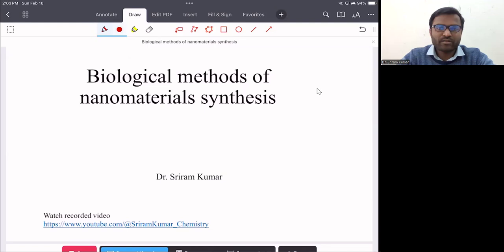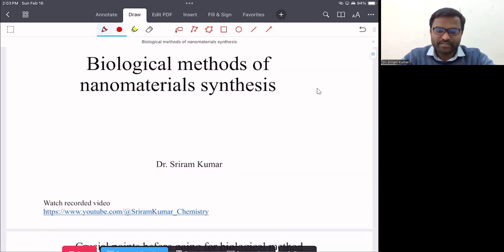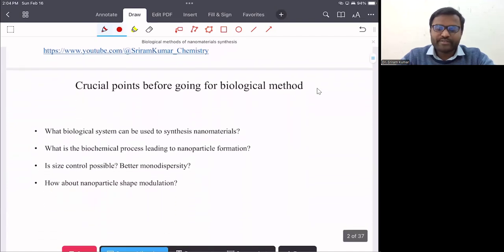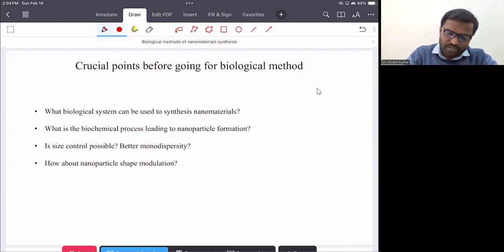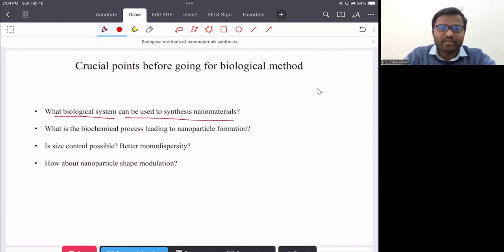Today we are going to learn biological methods of nanomaterials synthesis. This is a very important method of nanomaterials synthesis. Before starting this topic, we have some important questions in the biological method. The first question is: what biological system can be used to synthesize nanomaterials?